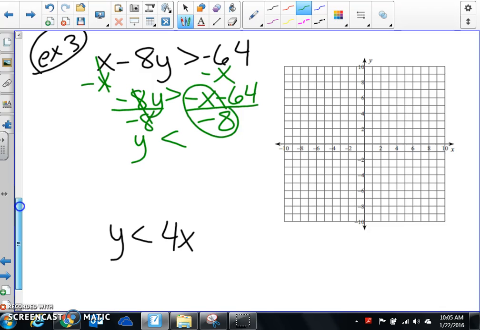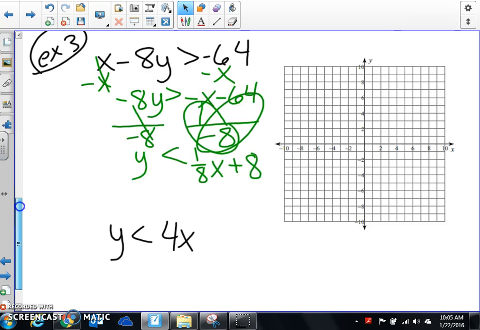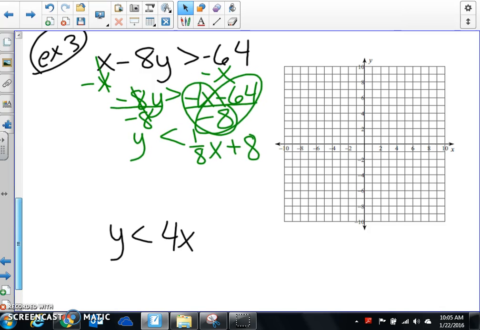And then this becomes negative is a positive. 1 divided by 8 is 1/8 x. -64 divided by -8 is a positive 8. Well, that didn't hurt. All right, so then I go to my y-axis to positive 8. And then my slope is 1/8. So up 1, 1, 2, 3, 4, 5, 6, 7, 8. And the opposite 1, 1, 2, 3, 4, 5, 6, 7, 8. It does not have an equal sign under there, so it's going to be dashed.